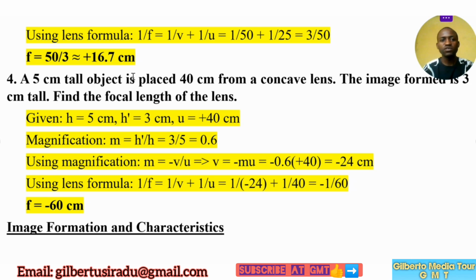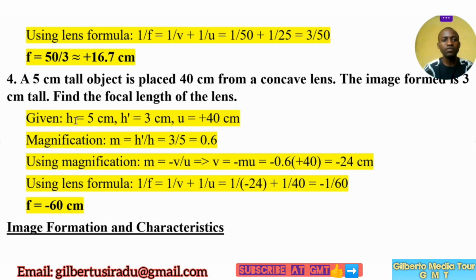Question number 4 is also about the concave or diverging lens. A 5 centimeter tall object is placed 40 cm from a concave lens. The image formed is 3 cm tall. We have the size of the object and the size of the image. Because it is a concave lens, the image should be diminished. When you compare 5 and 3, there is a reduction. Find the focal length of the lens.